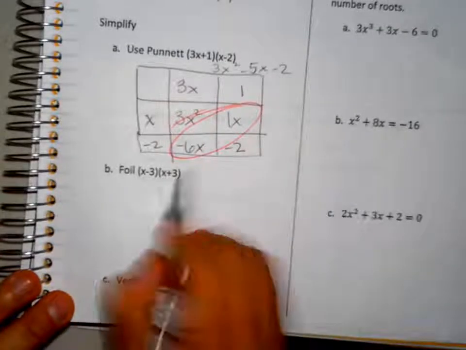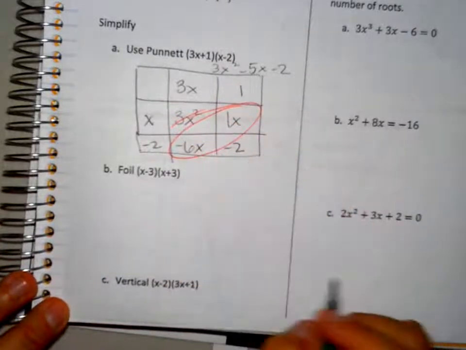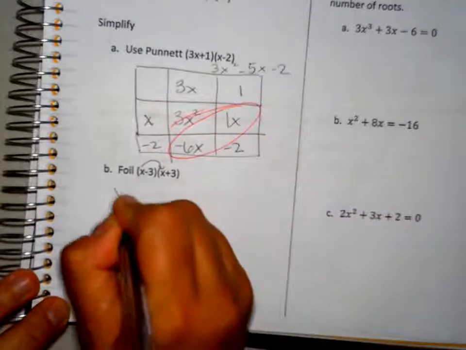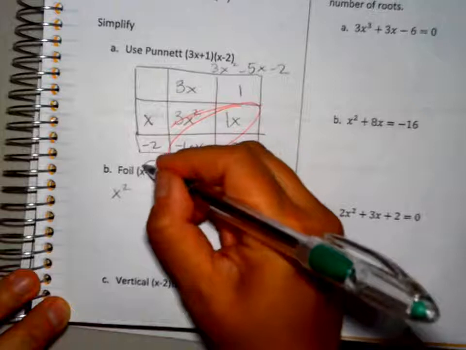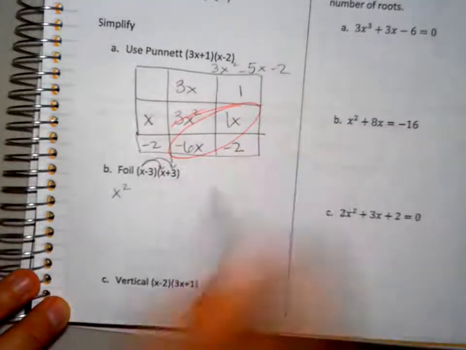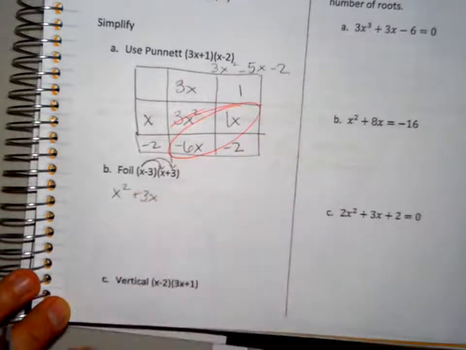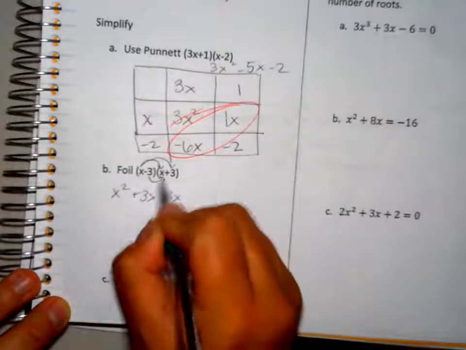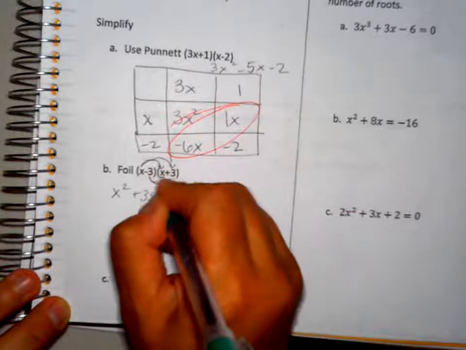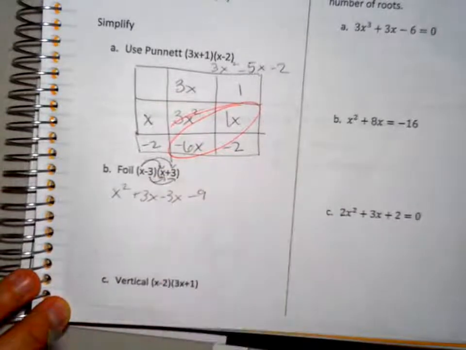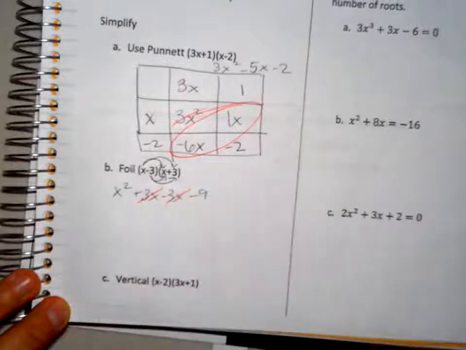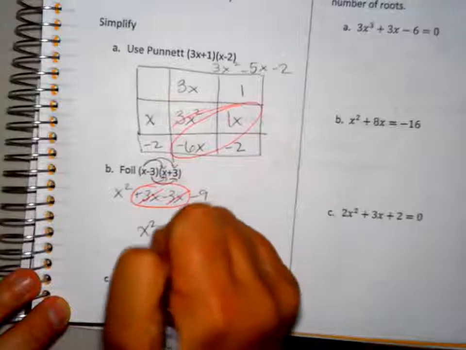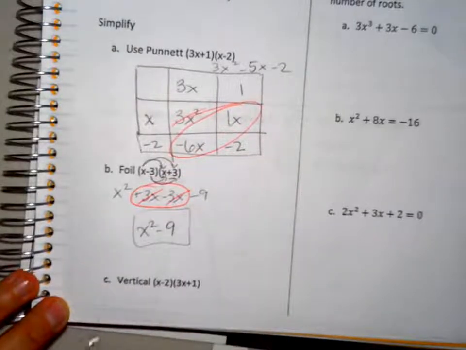Let's FOIL these out. Remember, FOIL is first, outside, inside, last, also the rainbow. So you're going to multiply there. X times x is x squared. Outsides, x times 3 is 3x. Insides, you have -3 times x, which is -3x. And then last ones is -3 times 3, which is -9. These guys go away, so I have a +3x and a -3x. And then I just get x squared minus 9. And there's my answer for that.